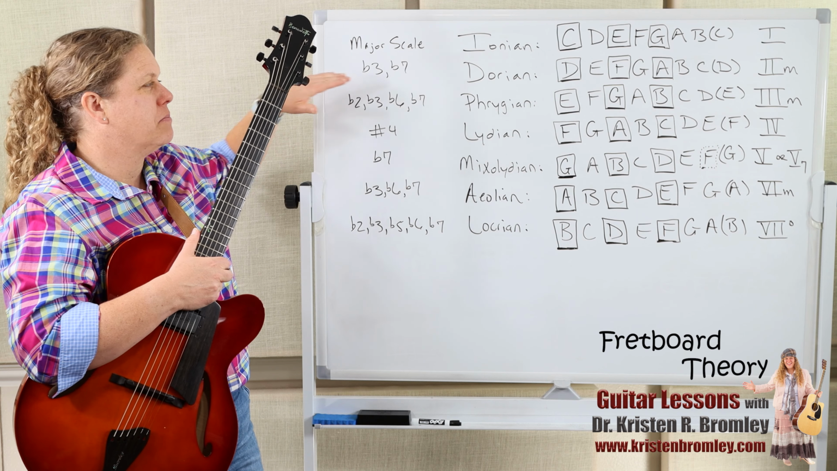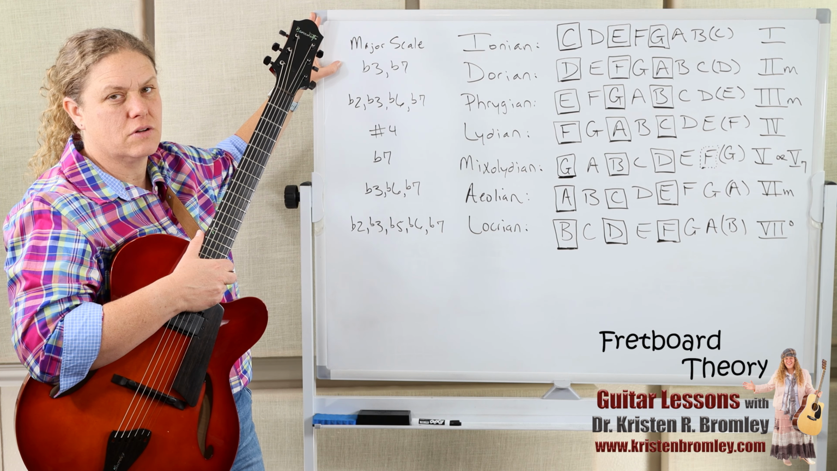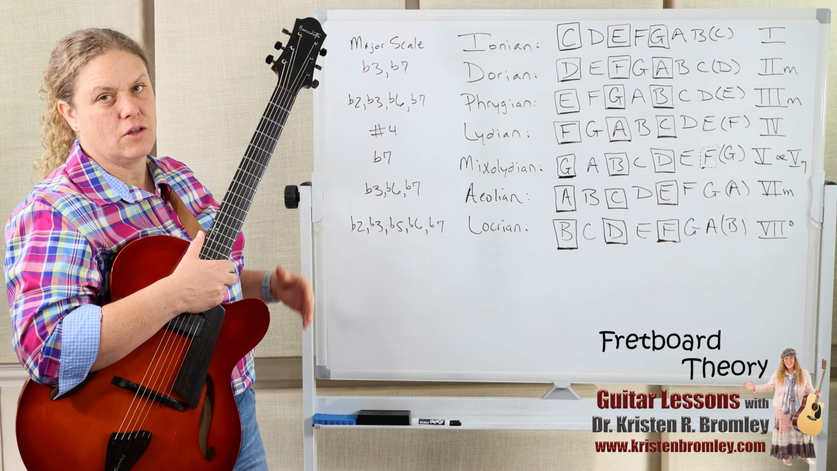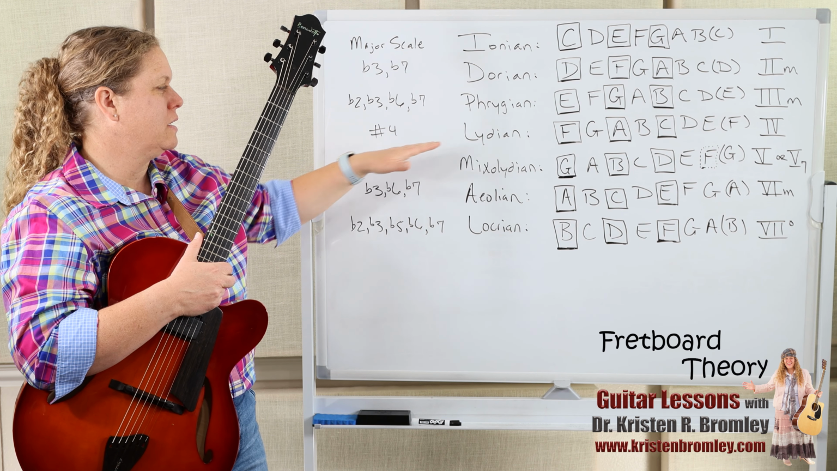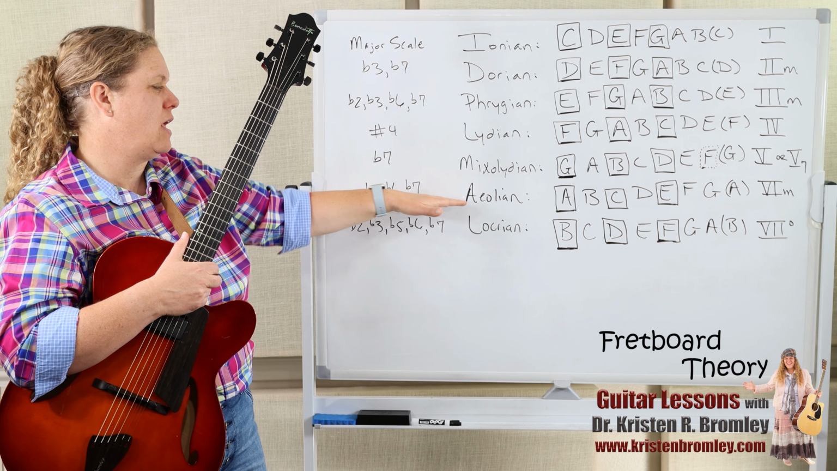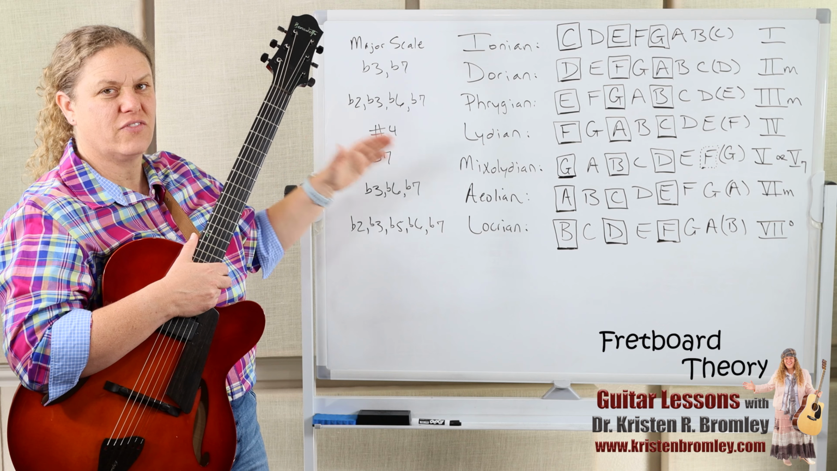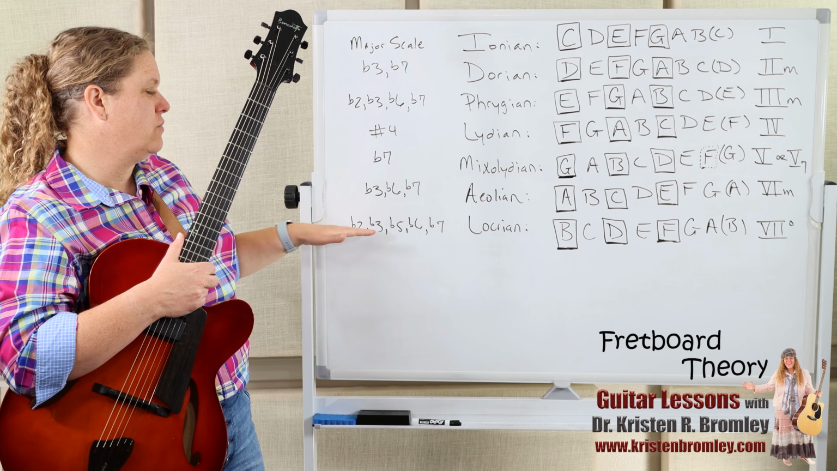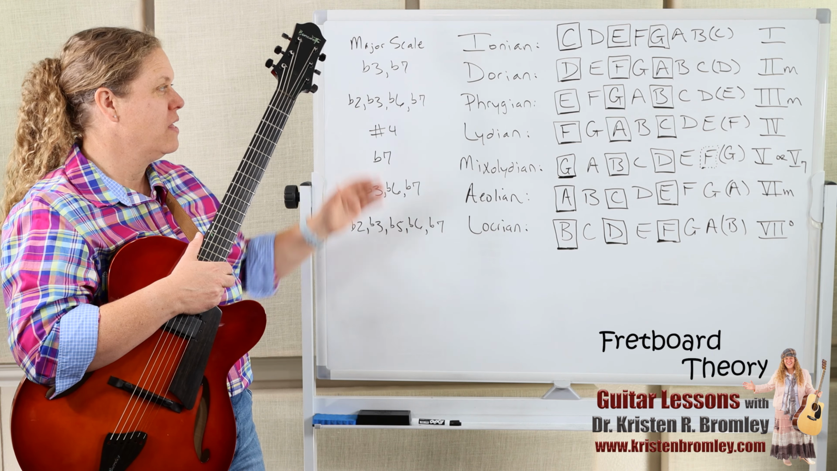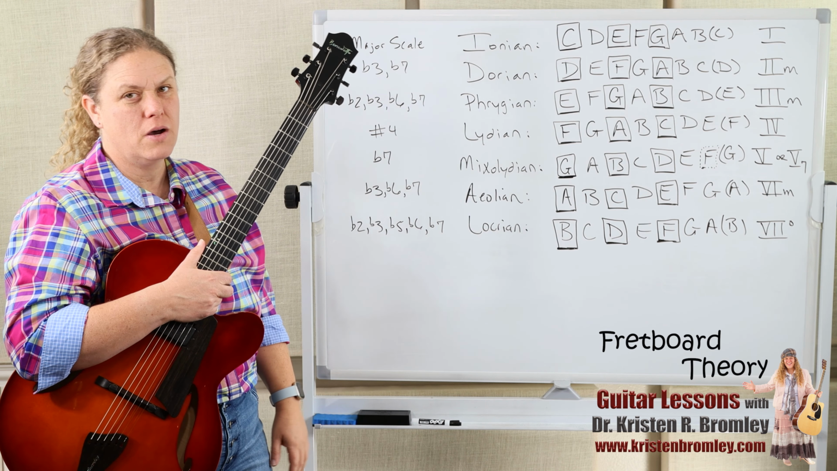But the Dorian, by comparison to the major scale, has a flatted third and a flatted seventh. Phrygian has a flatted second, third, sixth, and seventh. All those are flatted. The Lydian mode has a sharp 4. The Mixolydian has a flat 7, Aeolian has a flat 3, flat 6, flat 7, and Locrian has flat 2, flat 3, flat 5, flat 6, and flat 7. So those are those modes.